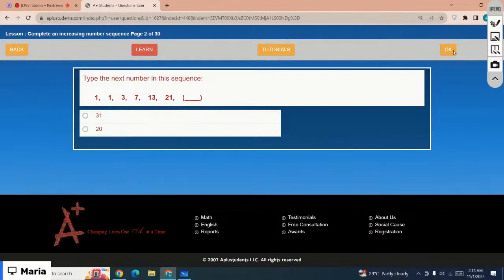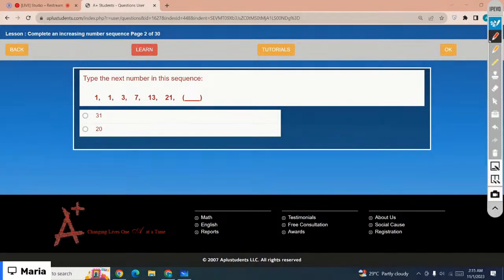Okay, type the next number in the sequence. So which is the next number in the sequence? Okay, let's just see how 1 plus 0 is 1, 1 plus 2 is 3, 3 plus 4 is 7, 7 plus 6 is 13, 13 plus 8 is 21, and 21, which is the next number you have to add.